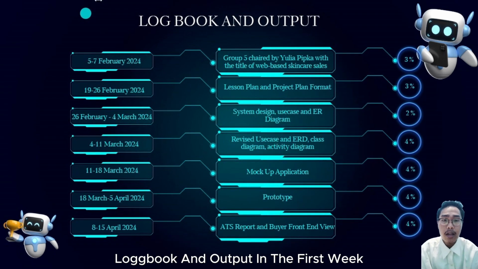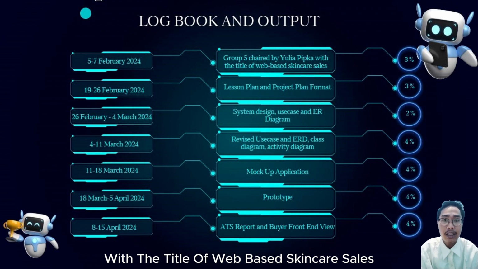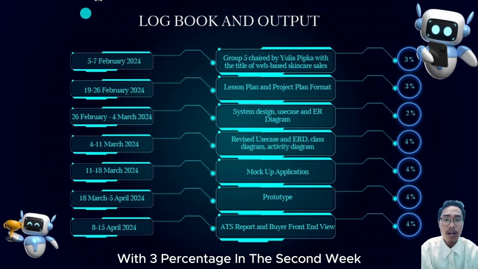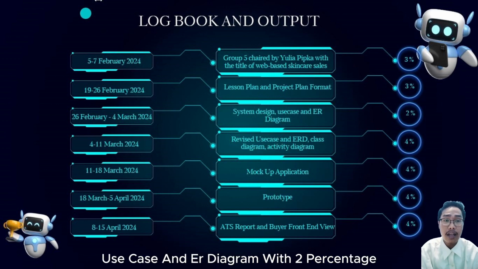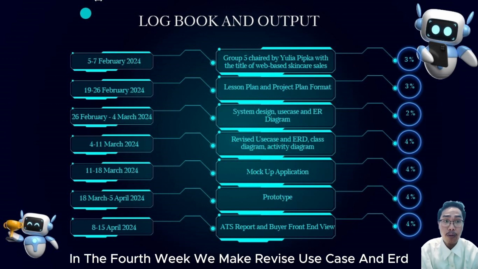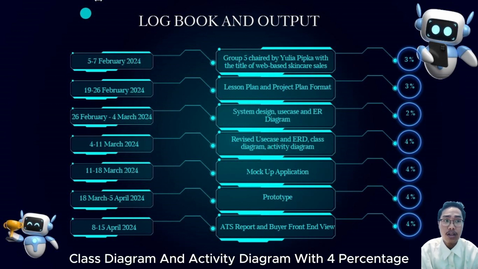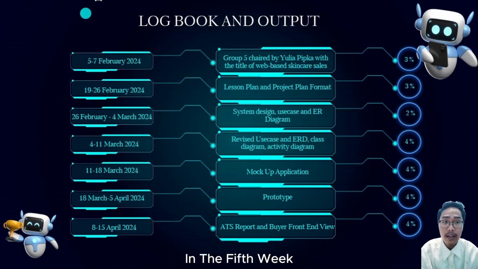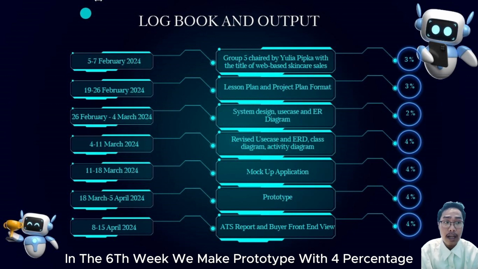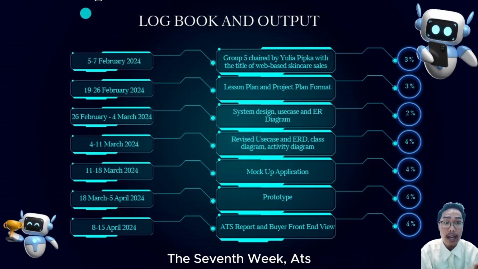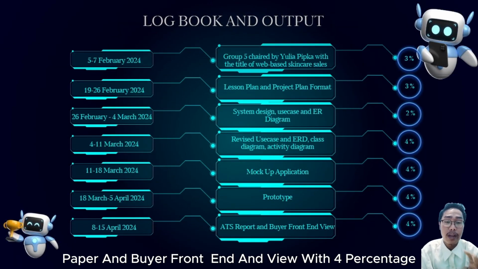Logbook and output. In the first week, Group 5 chaired by Yulia Pipka with the title of Web-Based Skincare Sales, with 3%. In the second week, we made lesson plan and project plan format with 3%. In the third week, we made system design, use case, and ER diagram with 2%. In the fourth week, we made revised use case and ERD, class diagram, and activity diagram with 4%. In the fifth week, we made mock-up application with 4%. In the sixth week, we made prototype with 4%. In the seventh week, ATS report and buyer front end view with 4%.